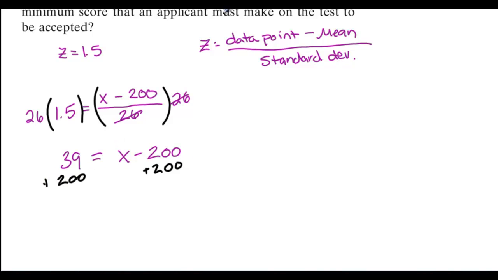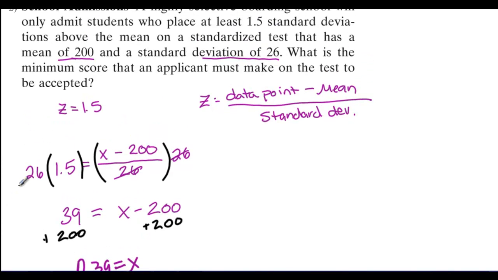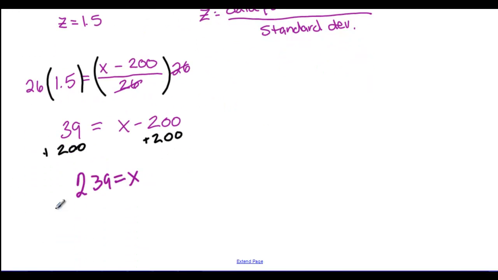And we're going to end up that 239 is our x. So 239 is going to be 1.5 standard deviations above the mean on a standardized test. So that's going to be the cutoff score. Students are going to need to score at least 239 on this test.